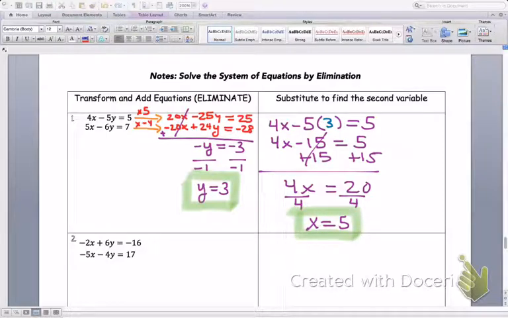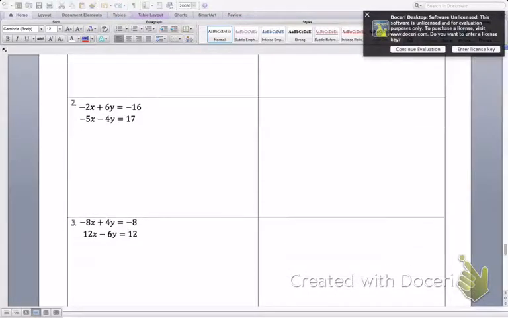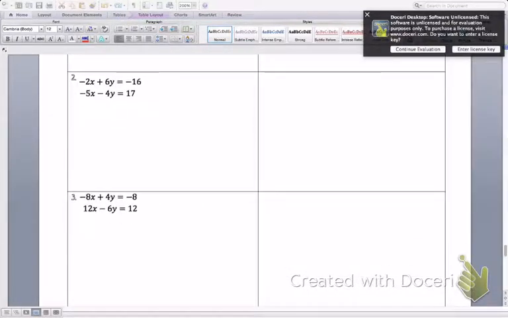These two equations are linear, so the two lines, if I were to graph them, would cross at (5, 3). All right, we're going to move on to the next one. I'm going to clear this out. So we're going to scroll up. Second equation. Let's see. Here we go.